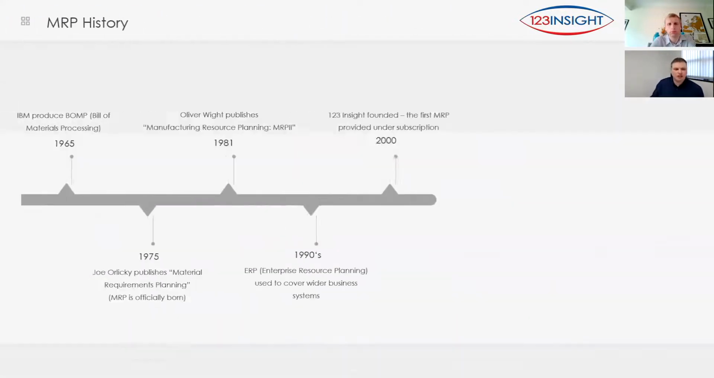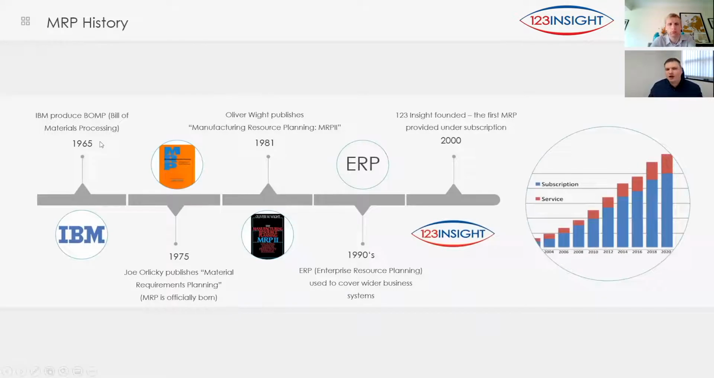Let's fast forward up until today. So 1965, IBM, and this is going back to the work of Joe Orlicky and others. IBM produced BOMP, which is Bill of Materials Processing, a database system. In 1975, Joe Orlicky publishes his book, Material Requirements Planning, and that MRP acronym is born and officially out in the marketplace. Come forward 6 years into 1981, and Oliver Wight publishes his very famous book, Manufacturing Resource Planning, which is MRP2, and that's the thing I said that we mostly talk about and call MRP today.